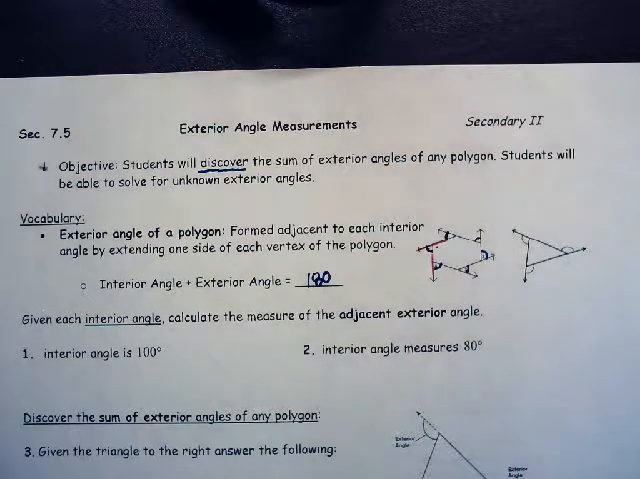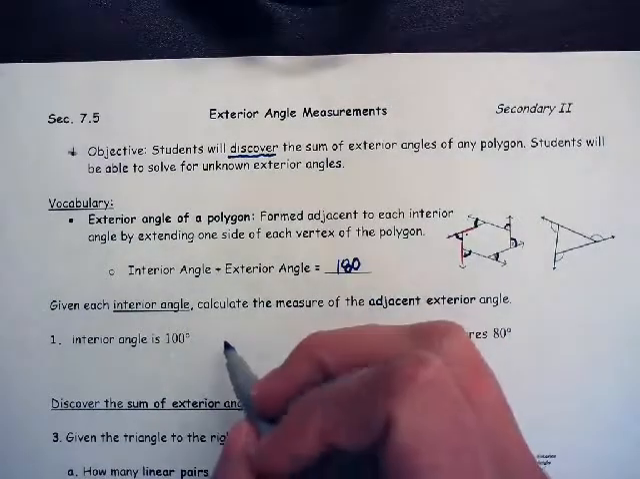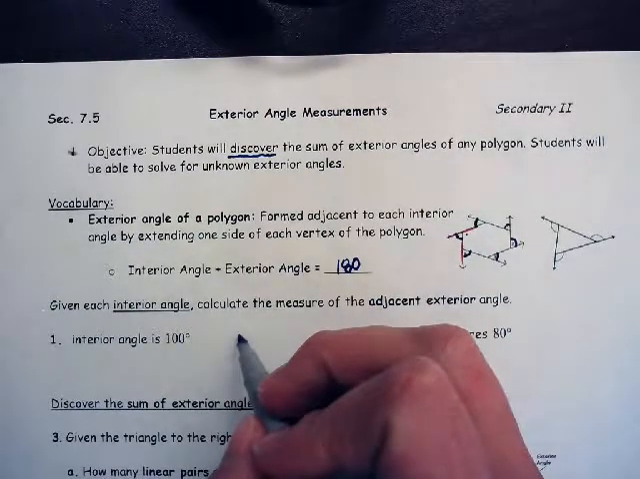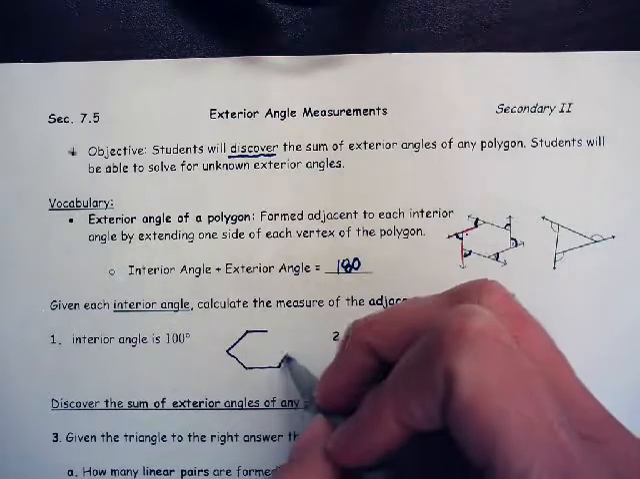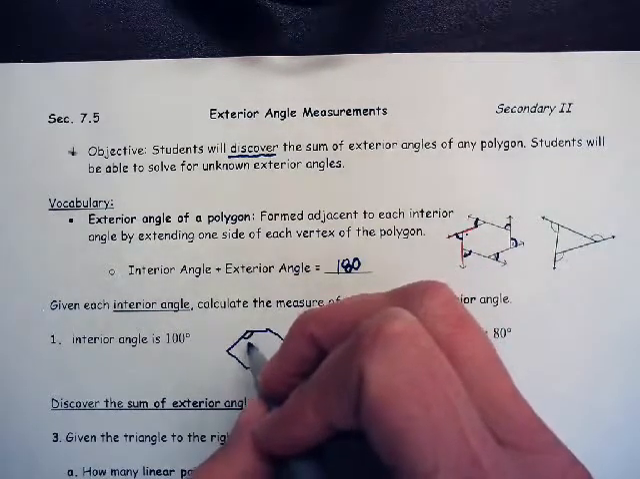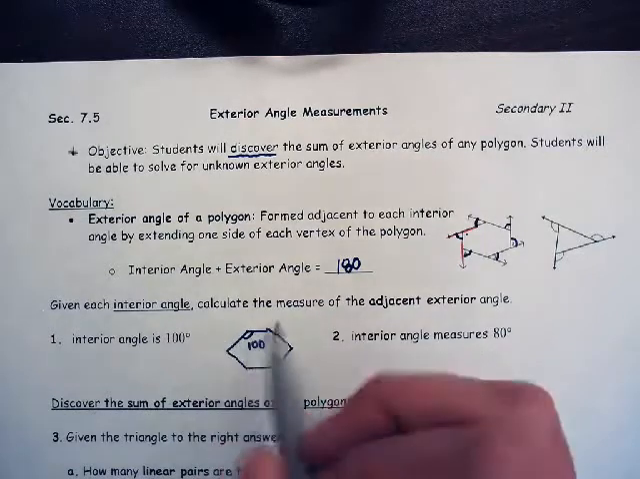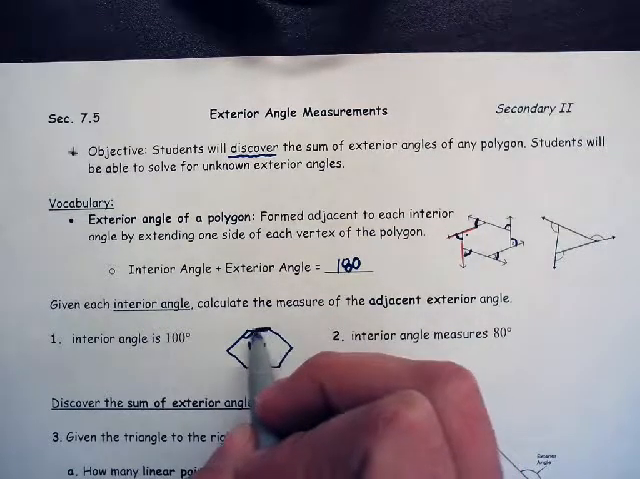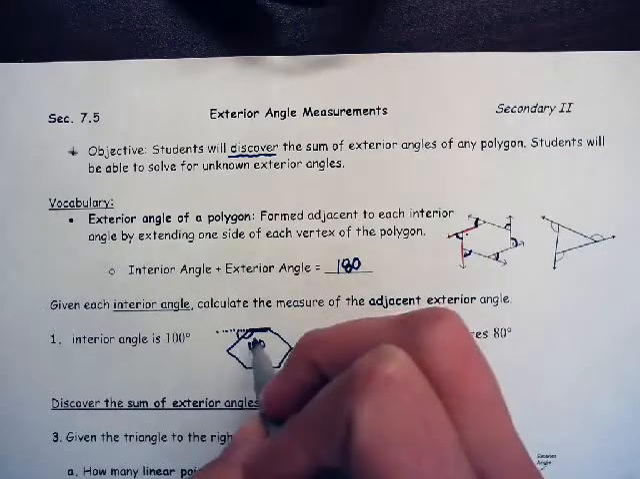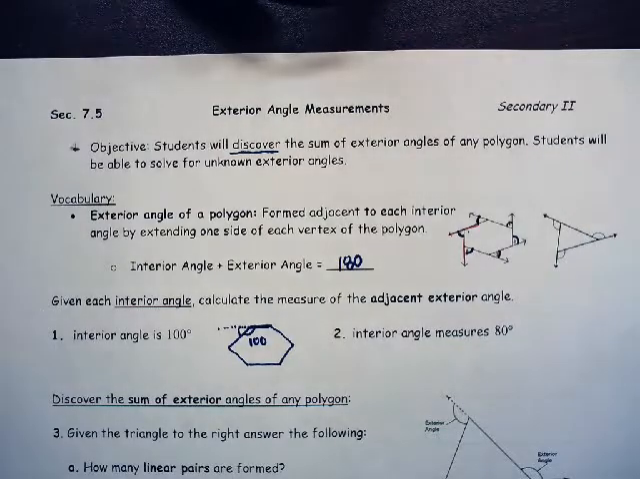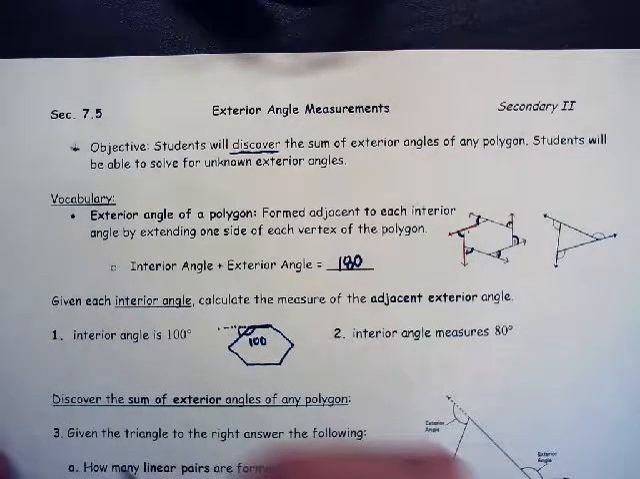So if I'm given each interior angle, calculate the measure of the adjacent exterior angle. Well, this says the interior angle is 100. But just to show you, I'm going to draw a picture. If I have a polygon, maybe something like this, and this one right here is 100, what's the measure of this exterior angle? Remember, the exterior angle, if we keep extending that line, is going to be this side. So what would this plus this be? It's going to be 180 because they lie on a straight line. So the exterior angle is 80 degrees.